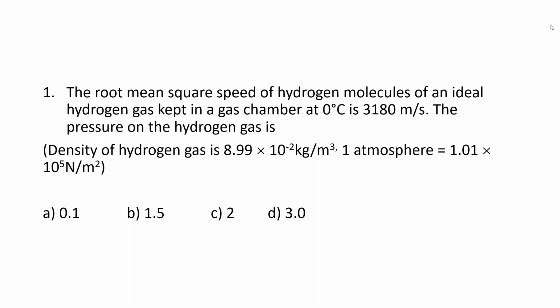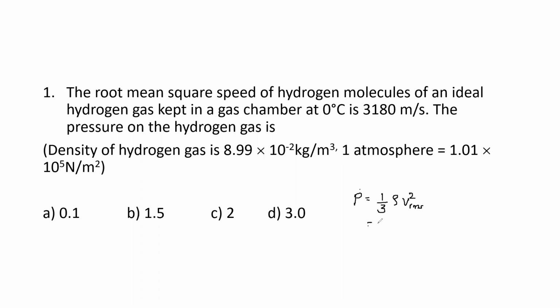What all they have given: the temperature is given, the pressure value of 1 atmosphere is given, then its root mean square velocity and the density of hydrogen are given. So we know that the relation between pressure, density and root mean square velocity is given by P is equal to 1 divided by 3 rho into V RMS square.